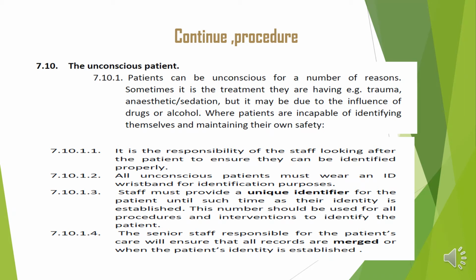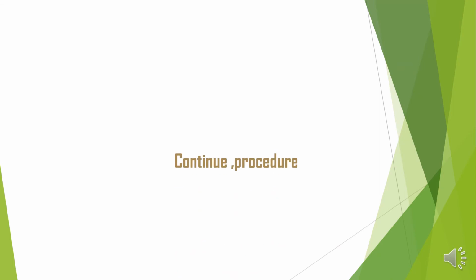The senior staff responsible for the patient's care will ensure that all records are merged when the patient identity is established. For example, the patient is identified by the police or a next of kin or family member. At that time you have to change your unknown 001 and so on to the new identity of the patient.